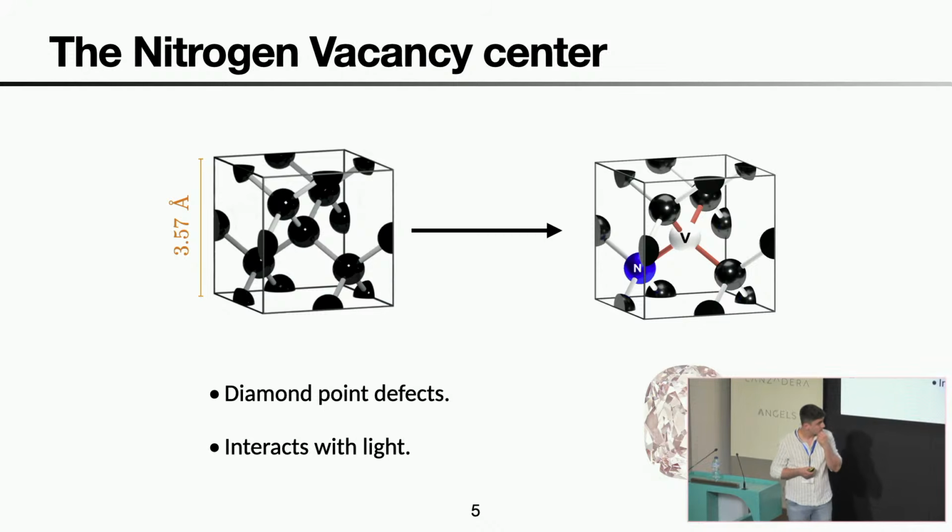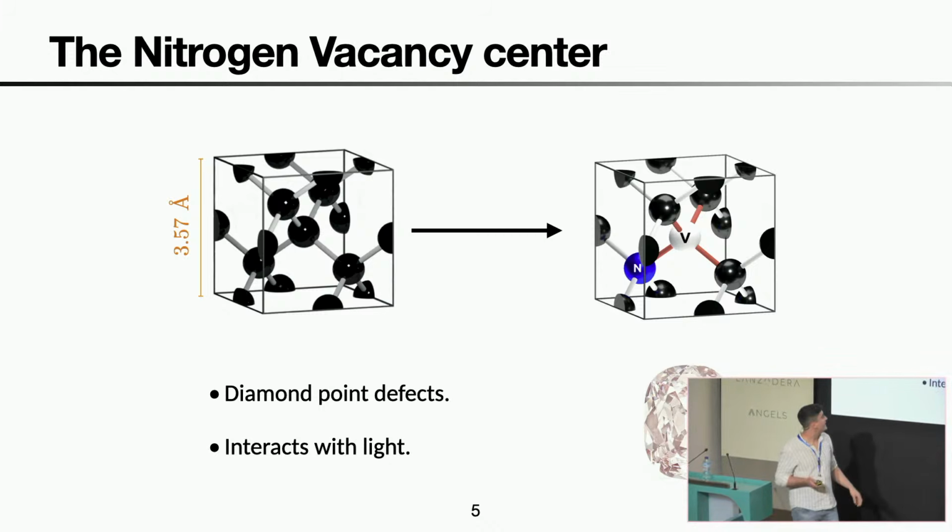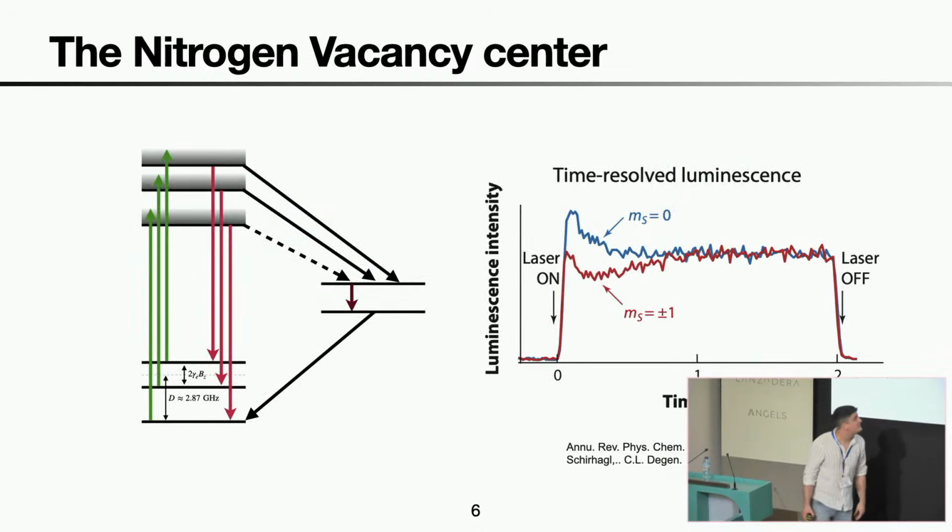And as I mentioned, these defects interact with light in a way that's very useful for us. The way they interact is that they emit red light. And in fact, if you find a diamond that's full of nitrogen vacancy centers, it will be pink or maybe even purple. So it's very nice.